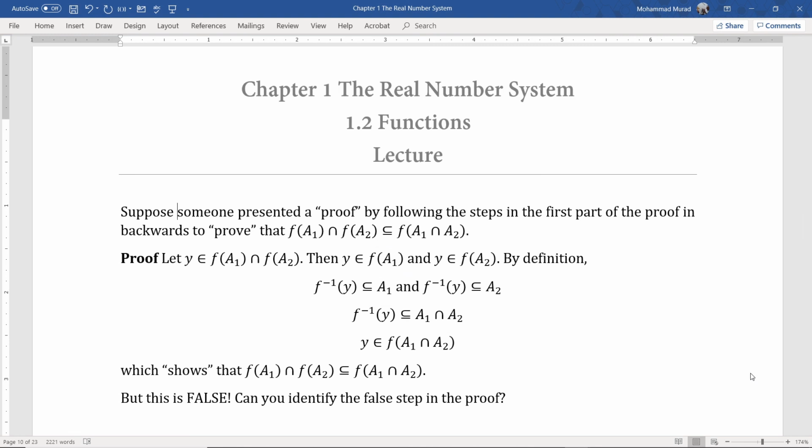Suppose someone presented a proof by following the steps in the first part of the proof backwards to prove that f of A1 intersection f of A2 is a subset of f of A1 intersection A2. These are the steps that he or she produced. But this is false. Can you identify the false step in this proof? Please pause the video, read the proof, and try to identify the step that went wrong.